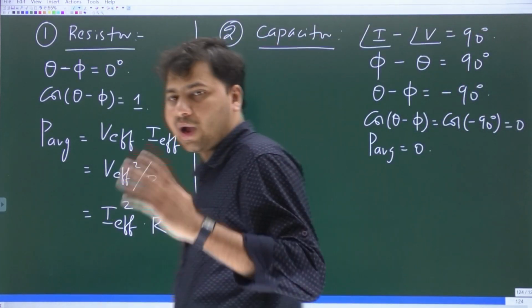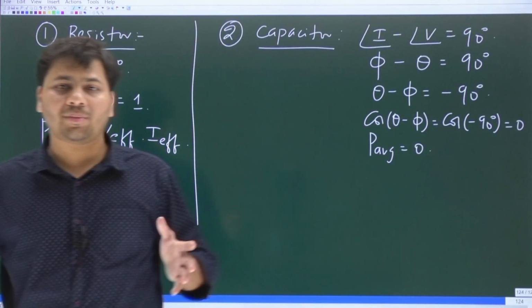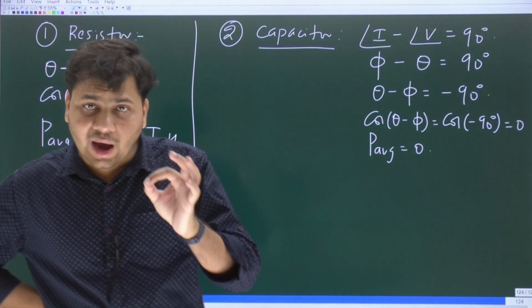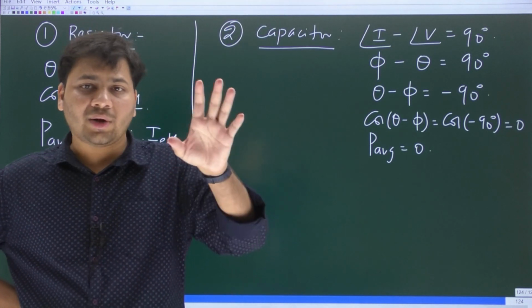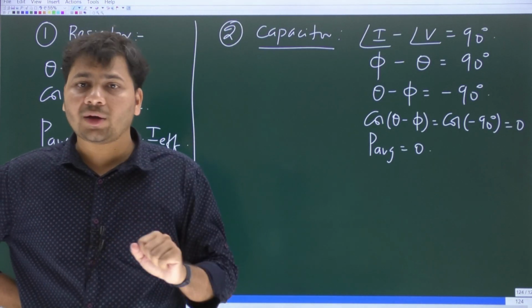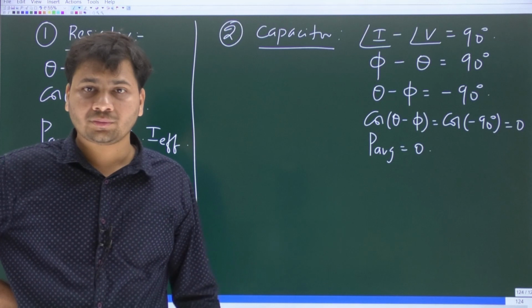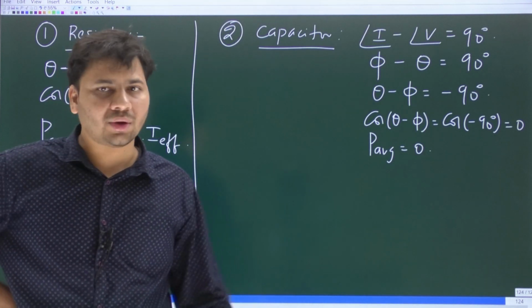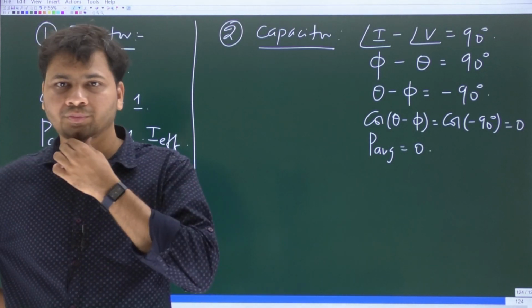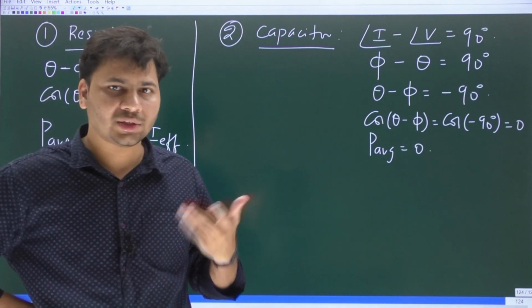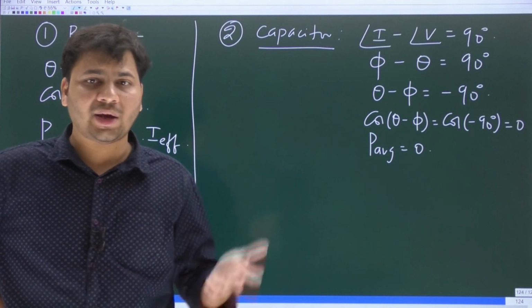So the earlier result that we got is P average, the average power absorbed by the capacitor, is 0. It is only the average power absorbed by the cap that is 0. It does not mean the cap will not absorb power. It also does not mean the cap will not deliver power. Only the average power absorbed is 0. Similarly, the average power delivered by the capacitor is also 0.